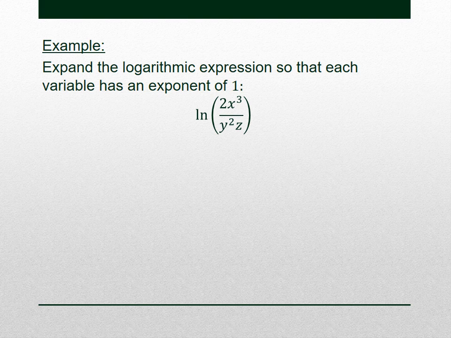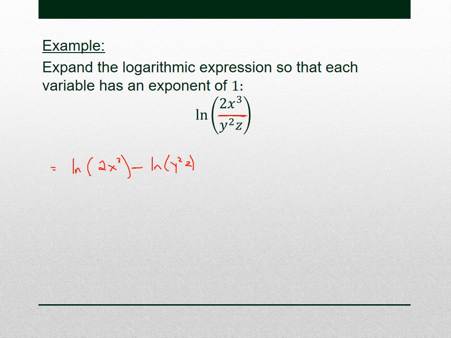Well, since we're dividing, we can break that up using our rules into subtraction. So that's the natural log of 2x cubed minus the natural log of y squared z. Since we were dividing on the inside of the log, we made that a subtraction of the two logs.